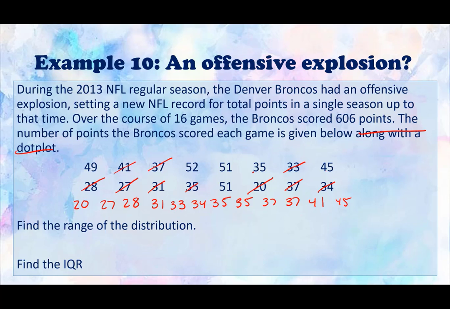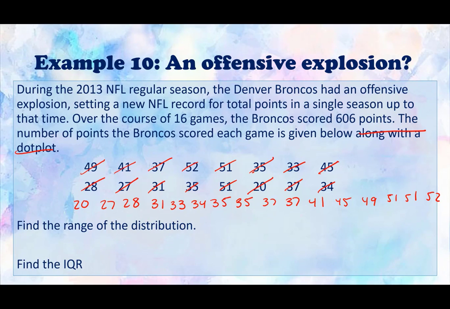Then we have 45, and then we have 49. Then we have 2 51s and a 52. I'm just going to make sure again that I have all of these numbers crossed off, seeing as how I made a mistake the first time. So we should have 16: 2, 4, 6, 8, 10, 12, 14, 16. So I do have 16.